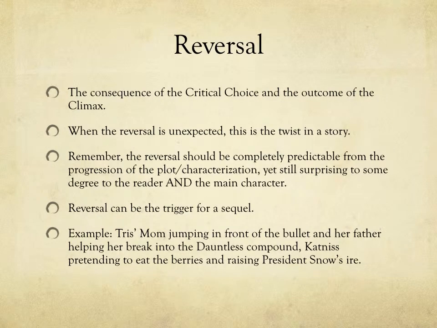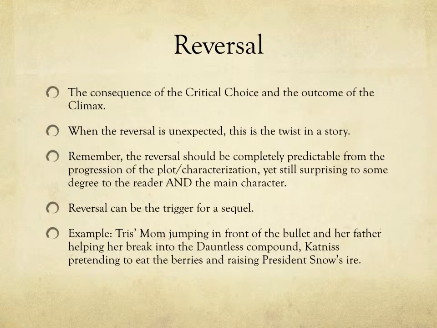And so then we come to the reversal. The reversal is really just the consequence of the critical choice and the outcome of the climax. When the reversal is unexpected, this is what we call a twist. An unexpected reversal should still be predictable from earlier events. It's just that your reader didn't see that the character would go that way. The reversal could also be a trigger for your sequel. If you're writing a trilogy, your reversal would almost be the trigger for the next story, just to link that action together.